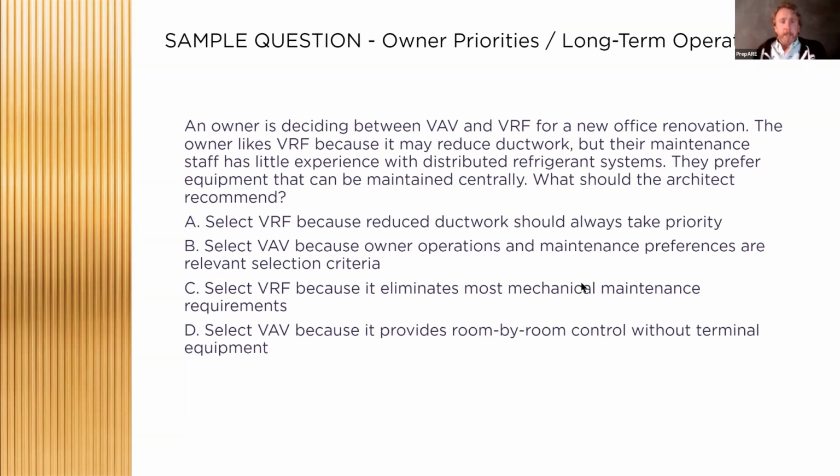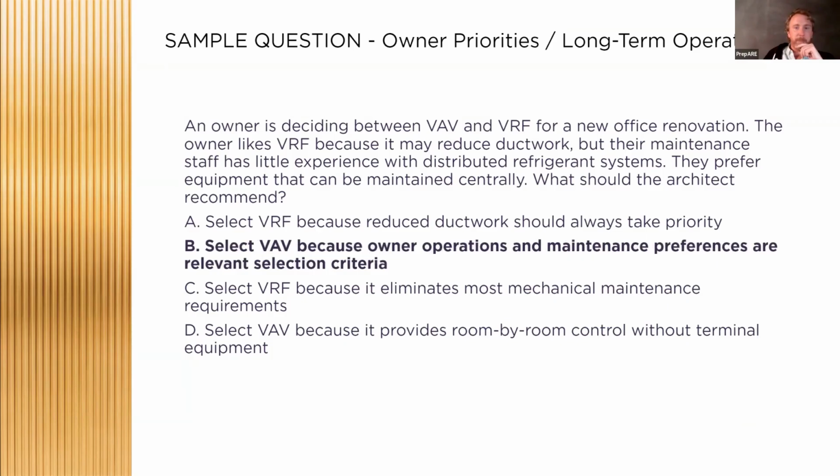Select VRF because reduced ductwork should always take priority. VAV because the owner's operations and maintenance preferences are relevant selection criteria. VRF because it eliminates most mechanical maintenance requirements. Or VAV because it provides room by room control without terminal equipment. So this one might be a little more difficult to discern the correct one, but it is B. The VAV matches the maintenance preferences of the owner.